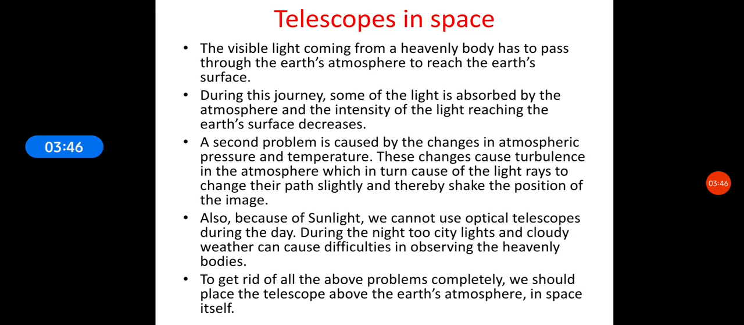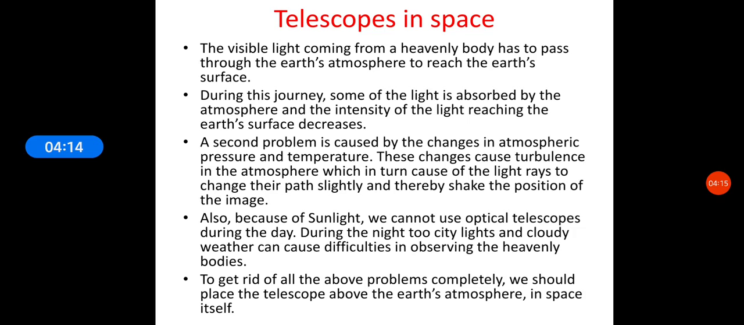Visible light and the radio waves emitted by heavenly bodies in space can pass through the Earth's atmosphere and reach the Earth's surface. So optical and radio telescopes can be erected on the surface of the Earth. However, these Earth-based telescopes present some problems in making good quality observations.